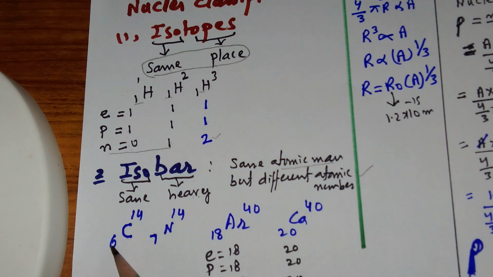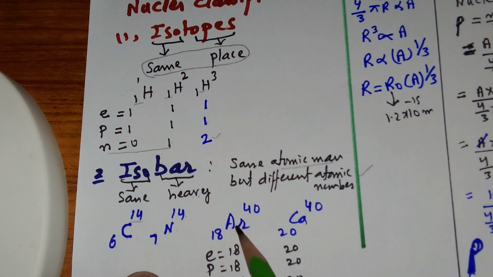For example, you can see here that we have carbon. The atomic number of carbon is 6 and the atomic number of nitrogen is 7. You can see that both these elements have the same mass number, 14 and 14. So we call these two isobars. Another example is argon. The atomic number of argon is 18 and the mass number is 40, and this is calcium, with atomic number 20 and mass number 40.